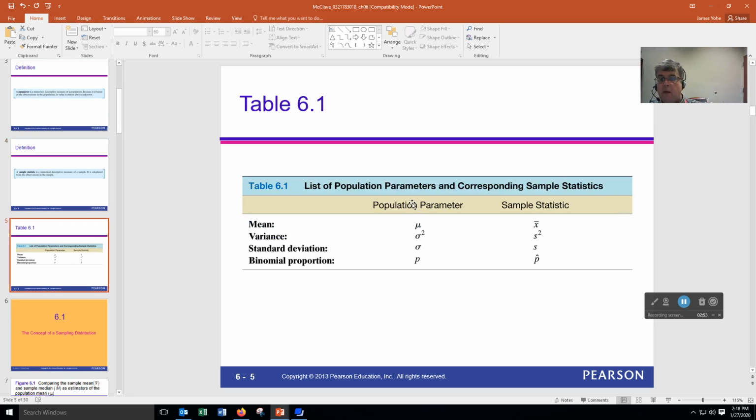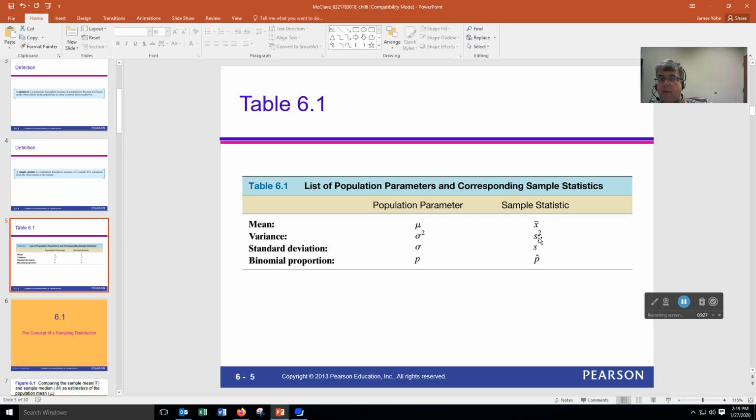Okay, now population parameters listed next to the sample statistics. The population parameter for a mean is mu. That's a Greek letter mu. We use Greek letters for population parameters, and we use regular English letters for sample statistics. So the mean for a sample is x bar. We might use x bar, the sample mean, to infer about the population mean.